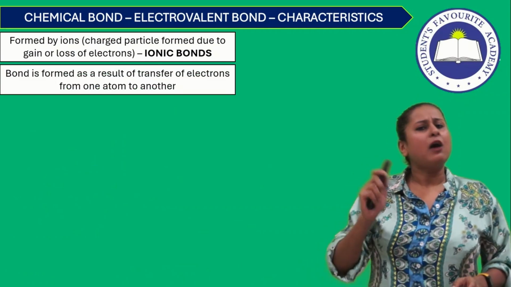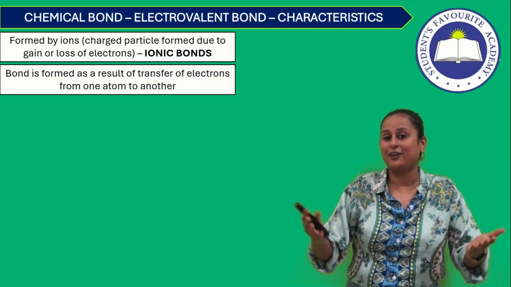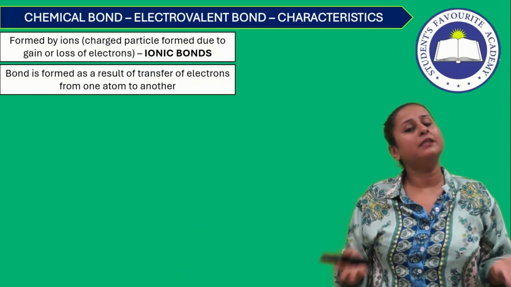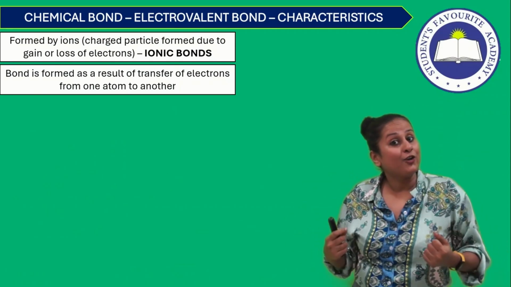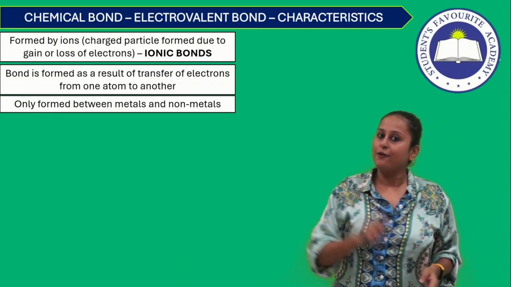Remember this. How are these ions formed? Ions are formed by exchange of electrons. Metals are givers of electrons, they donate electrons, and some elements like non-metals take electrons. So when they give or take electrons, only then an ionic bond is formed.